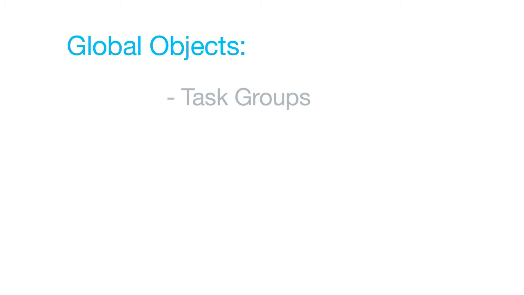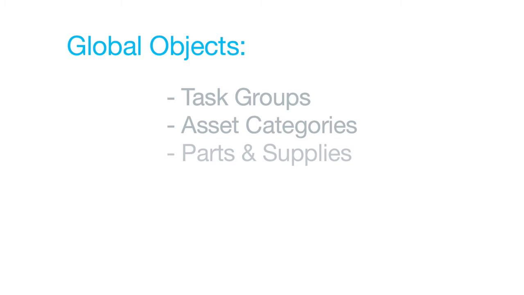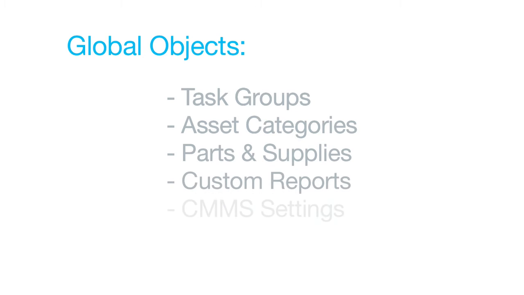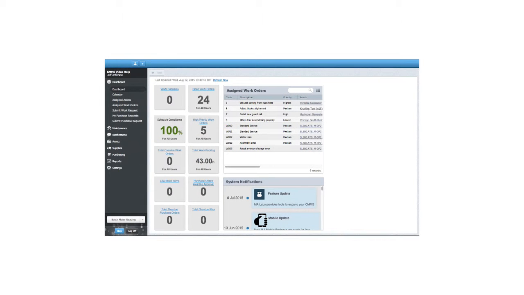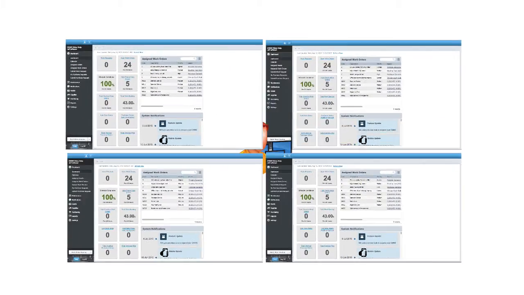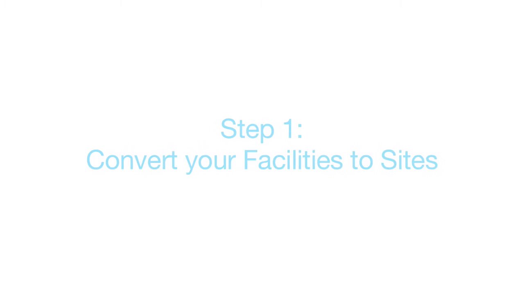Some aspects of the CMMS are global and shared between all sites. These include task groups, asset categories, parts and supplies, custom reports, and many of the CMMS settings. To summarize, multi-site lets you split your CMMS up into smaller CMMS apps, all centrally controlled by the administrator. Now, let's go through the process of setting up a multi-site for your CMMS.